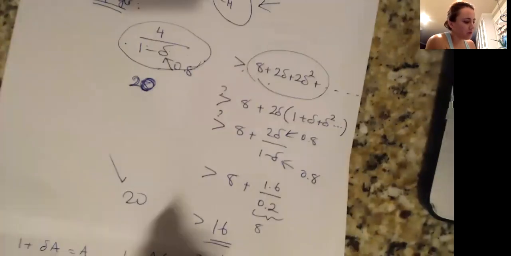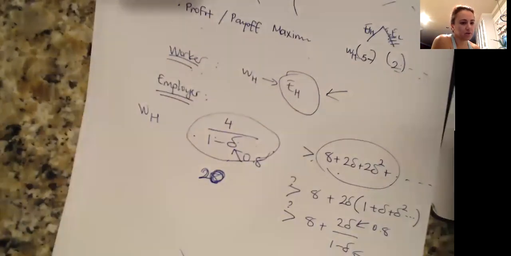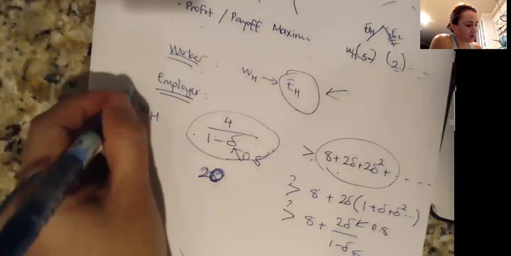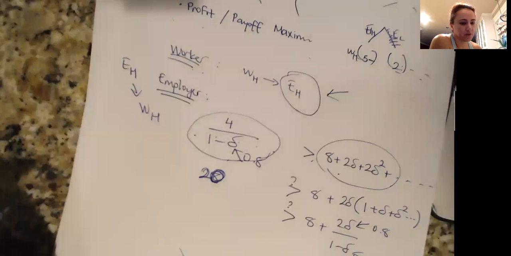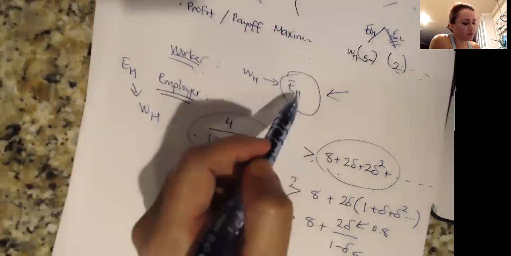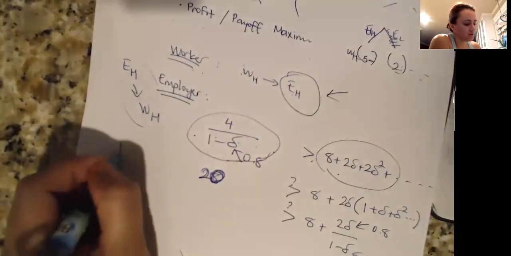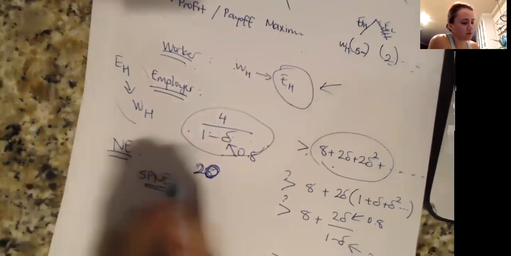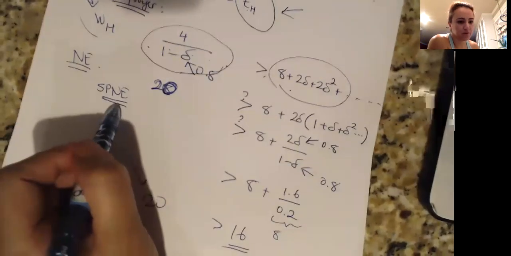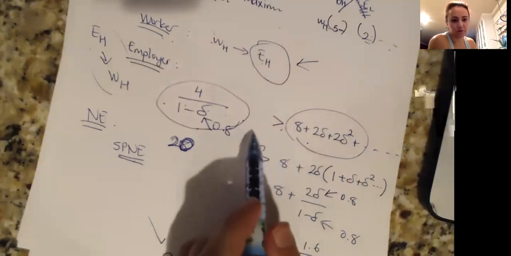So the employer is going to choose WH as long as the worker is choosing EH, and the worker is choosing EH as long as the employer is choosing WH. So this is both a Nash equilibrium and a subgame perfect Nash equilibrium. It's subgame perfect Nash equilibrium because we check deviations. There exists no profitable deviation.